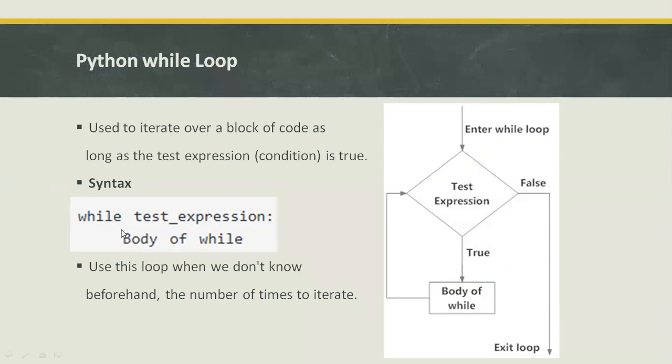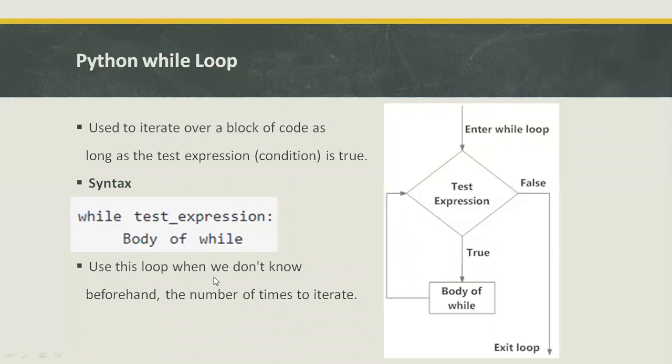And the syntax is the same. While, then you write the test expression here, and the body of while. Similarly, in C programming, you write while, and you write a test condition, and you use an open curly bracket. So instead of an open curly bracket here, you have to use a colon. Only this is the difference.